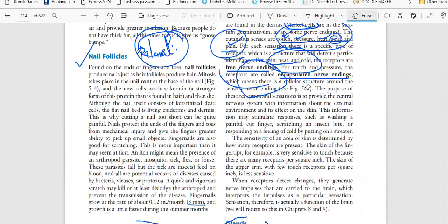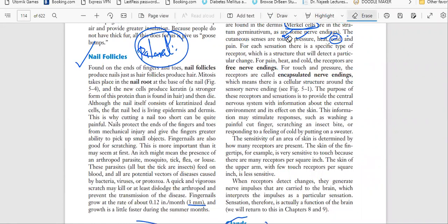Sometimes you put your hand on something and you are not able to sense it. Why does this happen? Because these nerves are encapsulated. Because of that, you are unable to sense the touch. No pressure is given, or only some pressure is given, so you will not be able to feel that.